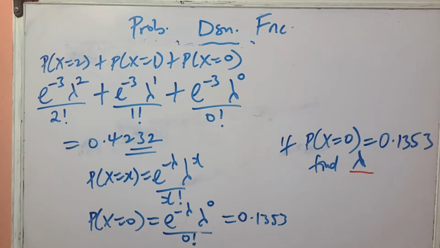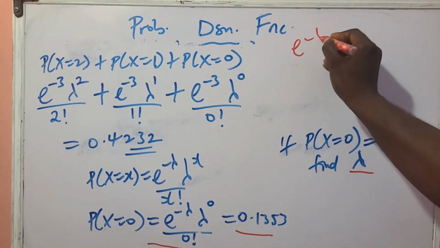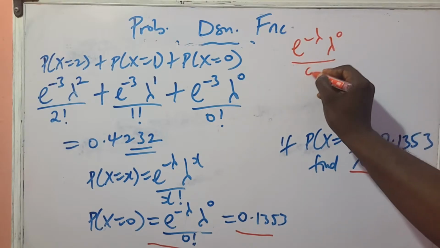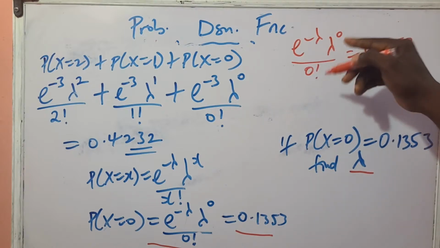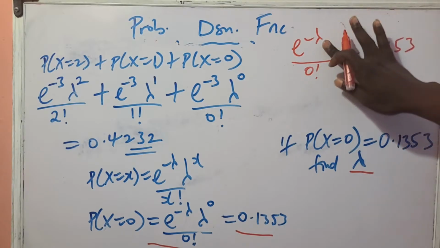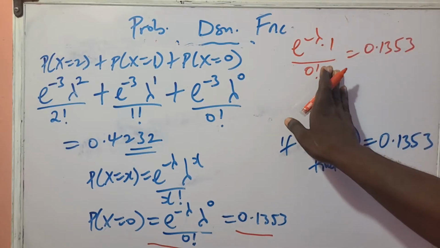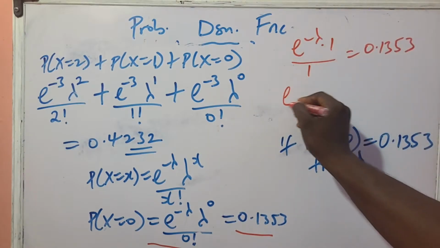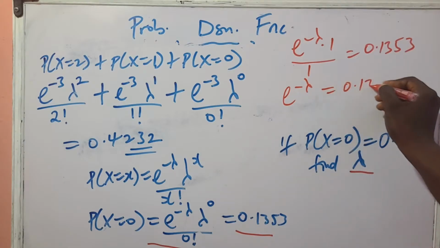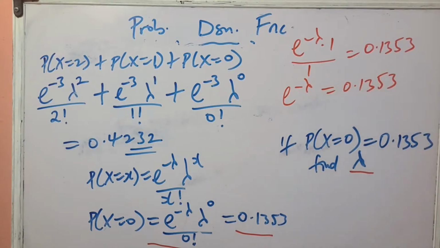So it's very simple. Now that you have gotten this, this equals this. Look at it: e raised to power minus lambda, lambda raised to power 0, over 0 factorial, equals 0.1353. What is lambda raised to power 0? Anything raised to power 0 is 1. So this automatically turns to times 1. What's 0 factorial? 0 factorial is 1. So all this becomes e raised to power minus lambda equals 0.1353. All right.